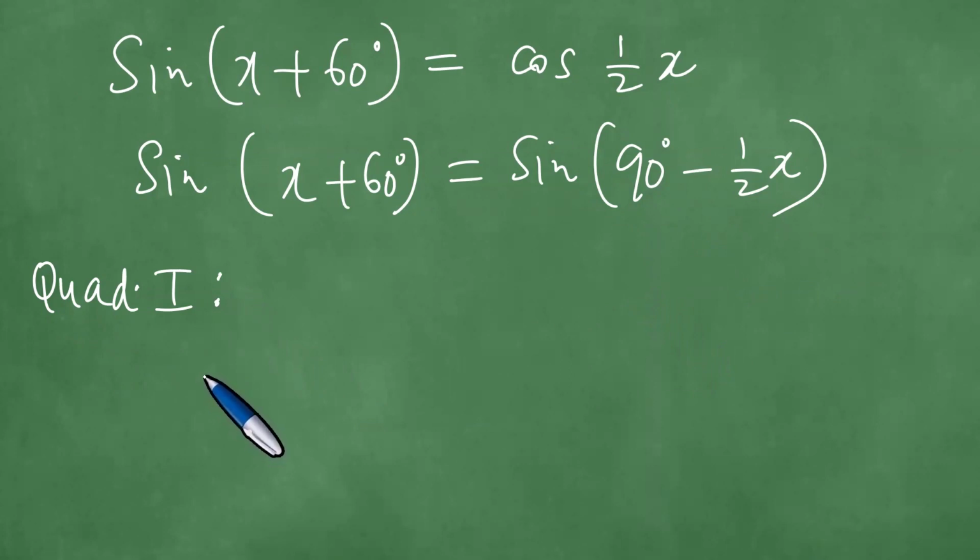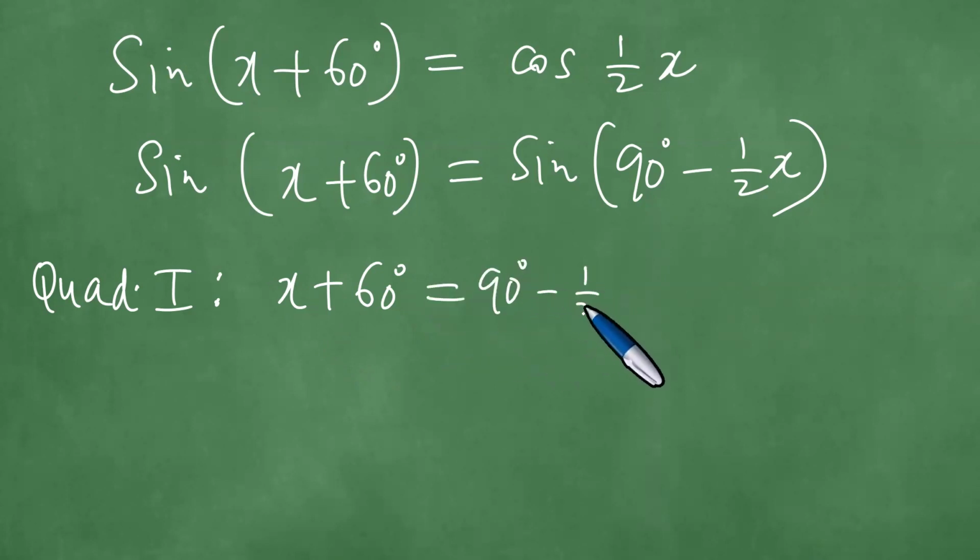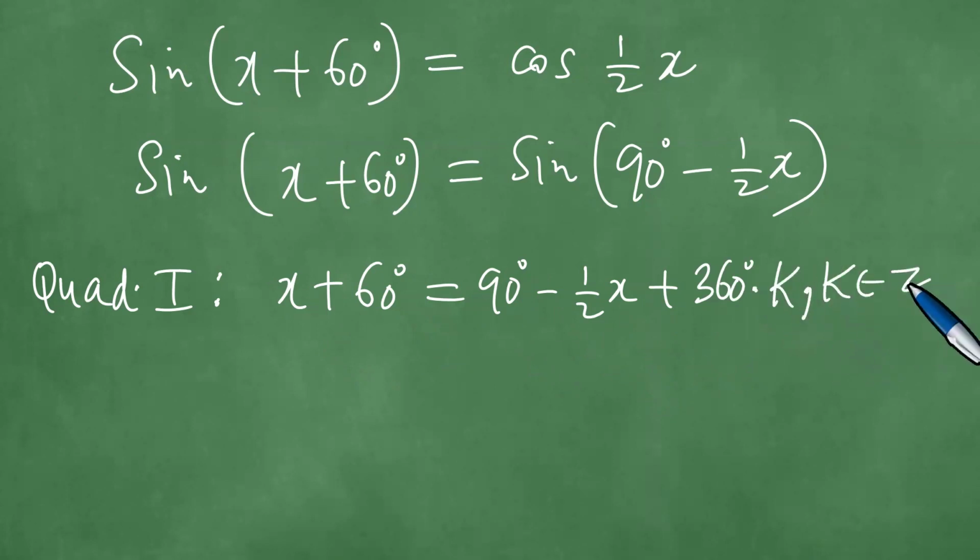Quadrant 1, where now 90 degrees minus x is in quadrant 1. So this is going to give us x plus 60 degrees, which is exactly the same as 90 degrees minus 1/2 x plus 360 degrees times k, where k is in Z.